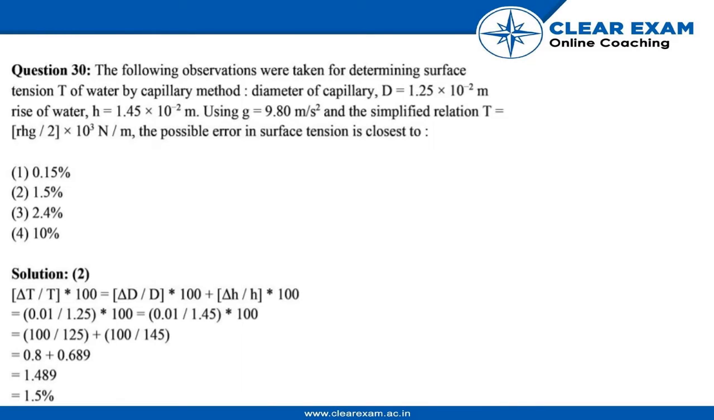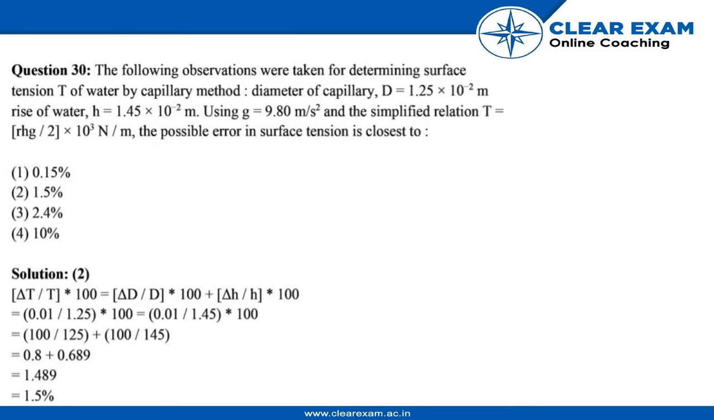Hello guys, now let us discuss question 30. The question is the following: observations were taken for determining surface tension T of water by capillary method. The diameter of the capillary D is equal to 1.25 × 10^-2 meter. Rise of water H is equal to 1.45 × 10^-2 meter.